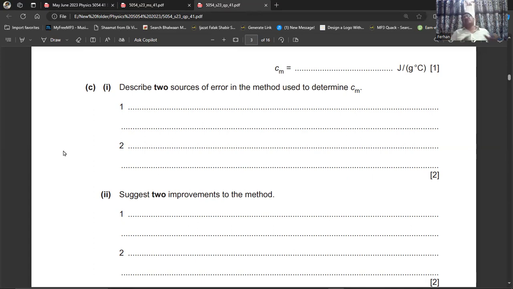Another thing can be parallax error. Parallax error is that when you take a reading from a scale, the scale on the thermometer, if the line of sight is not perpendicular to the point from where the reading is being taken from the scale, then due to the wrong positioning of the eye, you will naturally note down the wrong reading. This is called parallax error. So these two errors can be there.